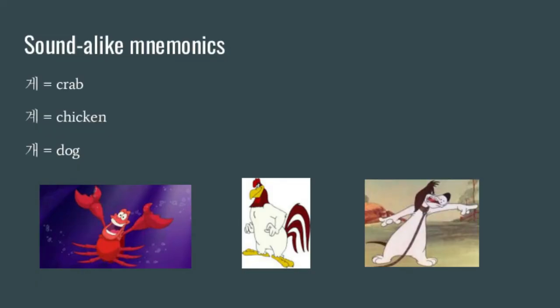For the first ge, no matter what it actually means in the word, I'll think of crab. Ge can mean crab, it can mean a lot of other things, but I'll just use crab as a visual peg. The second ge is chicken, no matter what it actually means in the word. And the last ge is dog. So crab, chicken, and dog. These are pegs, and I use a sound-alike or visual mnemonic for these.